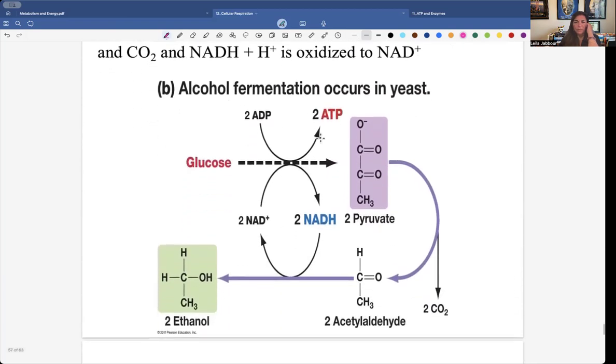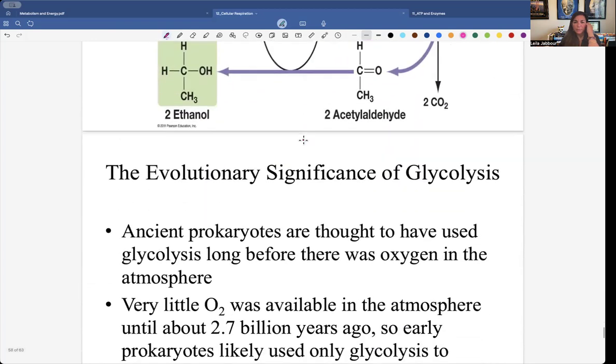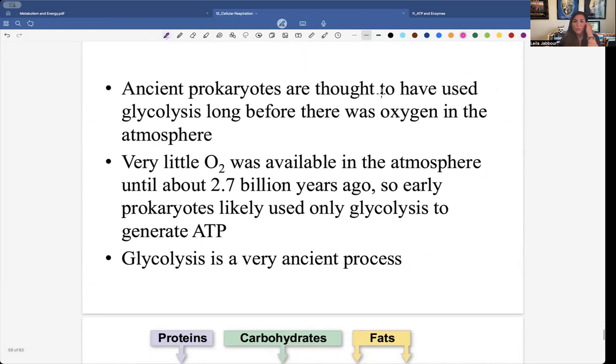Okay, so I already talked about fermentation here. Maybe I should have moved these two slides a little bit sooner. So ancient prokaryotes are thought to have used glycolysis long before there was oxygen in the atmosphere, and that's kind of where fermentation originally probably came from. Very, very little oxygen was available in the atmosphere until about 2.7 billion years ago.